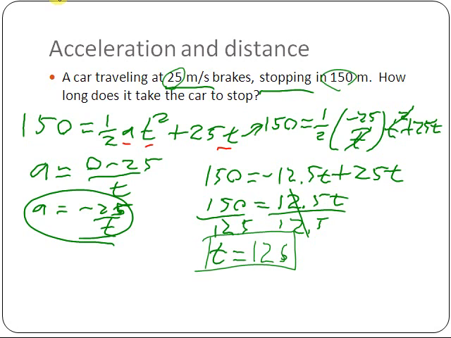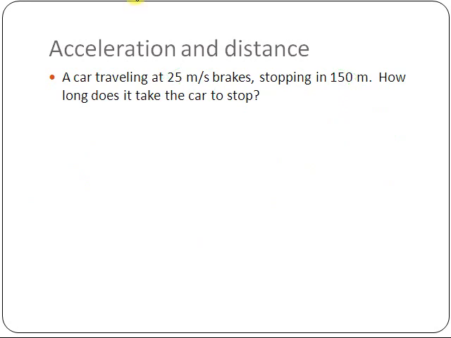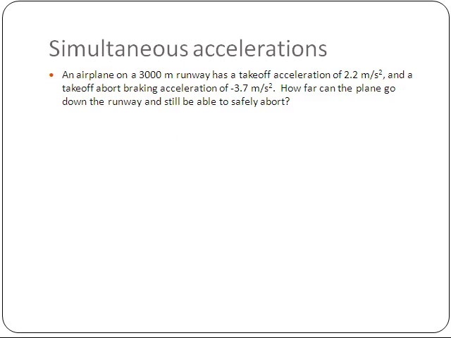Now, what if we had a problem where the object had more than one type of acceleration? A little bit of a longer, more complex problem here. Simultaneous accelerations. An airplane on a 3,000 meter runway has a takeoff acceleration of 2.2 meters per second squared and a takeoff abort braking acceleration of negative 3.7 meters per second squared. Basically what we're saying here is that the airplane accelerates on the ground at 2.2 meters per second squared until it takes off.